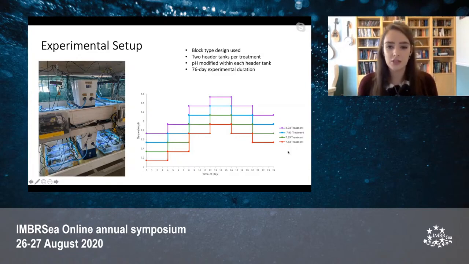As well as this pH cycle, there was a daily light cycle, and the spectrum of light emitted onto the algae was chosen to have high blue and green wavelengths, which is what they experience in their natural habitat.